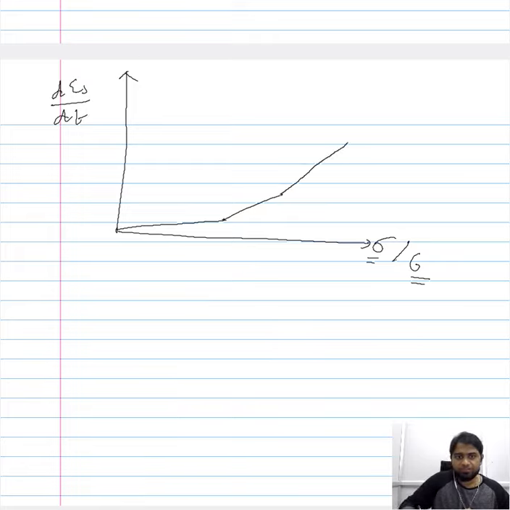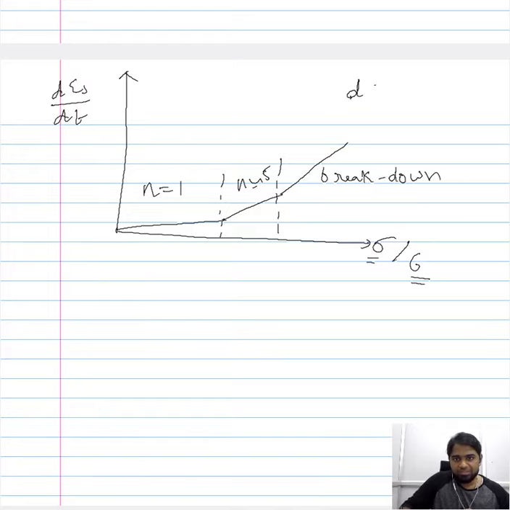In the first region, this region is characterized by n equal to 1, and the second region is characterized by n more or less equal to 5, and this third region is the breakdown of power law. So this power law relation is no longer valid here, not valid in the breakdown region. So in the breakdown region, the power law does not exist. In the second region, as the stress increases, the n becomes close to 5.